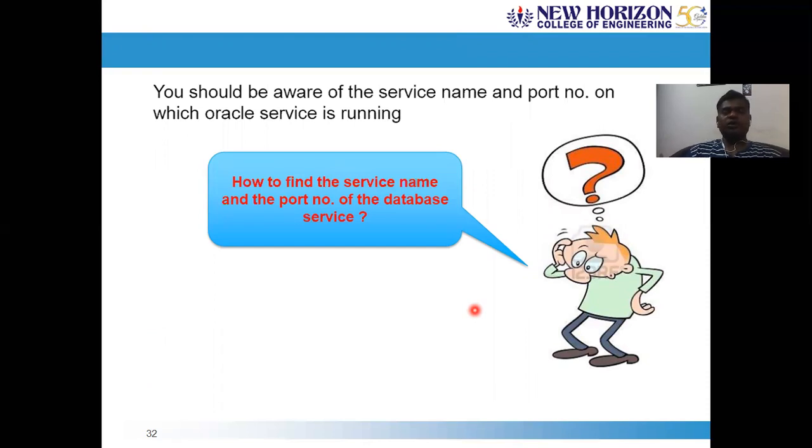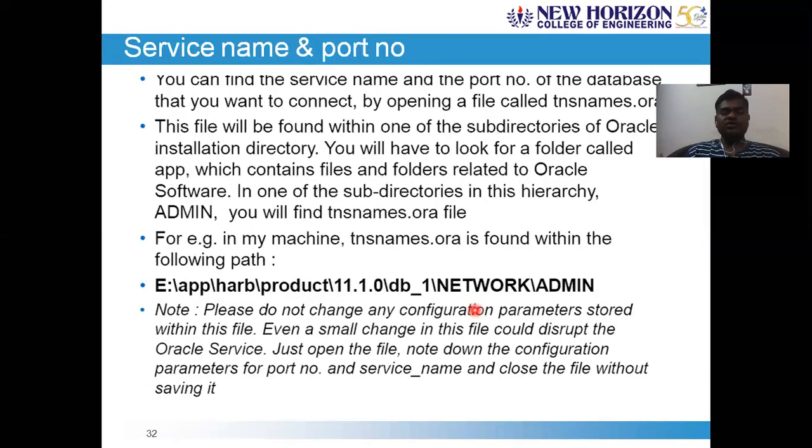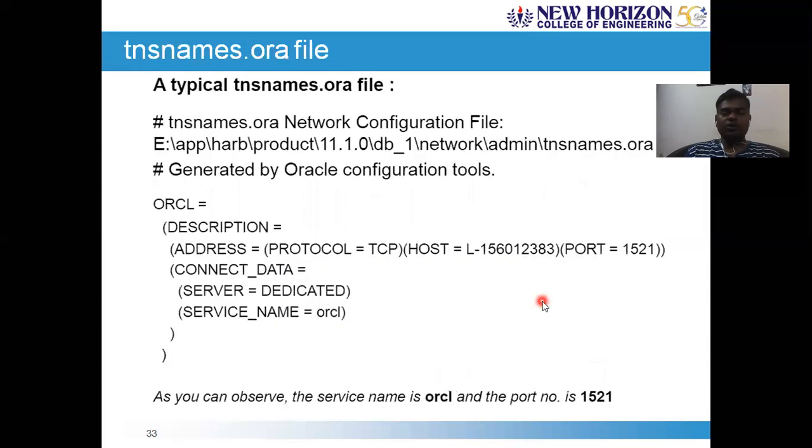And we should know about the service name and the port number. So how do you get these details? You can get these details like this. You can open the Oracle settings in the admin block, network admin. You can open.